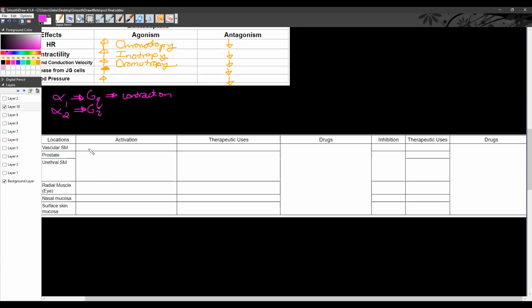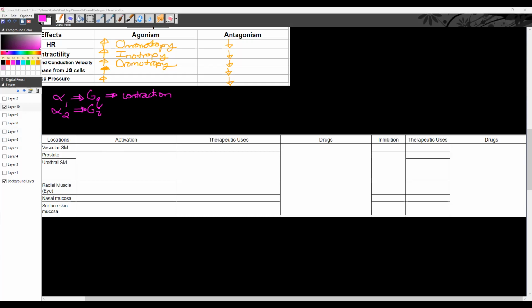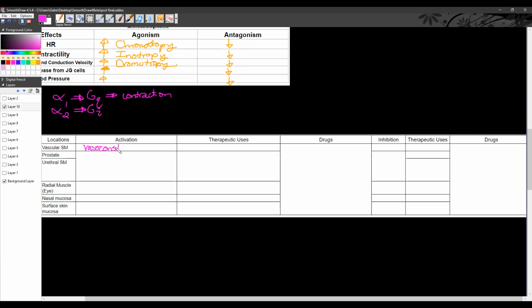So in terms of activating the vascular smooth muscle, what is the effect here? Exactly. Vasoconstriction. So what is the therapeutic use here? Why would we want to vasoconstrict? Hypotension and shock. Exactly. So we're using our alpha 1 agonists in order to raise blood pressure quickly. That's where the benefit of them comes from.